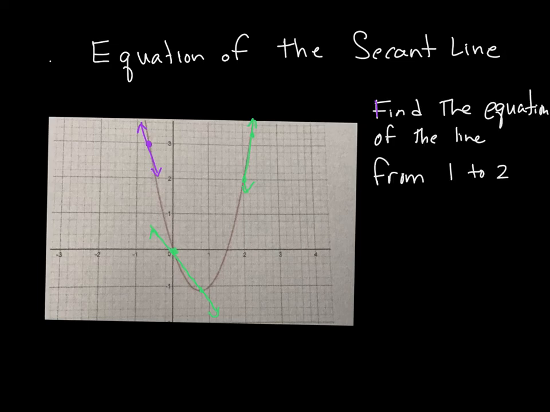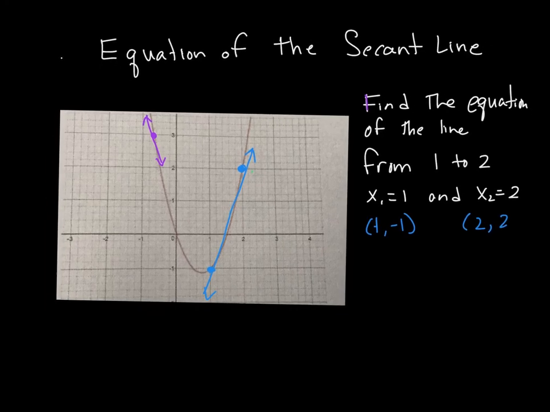So I want to find the equation of a secant line. If I'm looking for the equation of a secant line from 1 to 2, this is telling me that x1 is equal to 1 and x2 is equal to 2. So I am looking for the equation of a line that goes through this point here, and I'm just going to use it on the graph. We know that's going to be 1, -1, and my second point is going to be 2, 2.